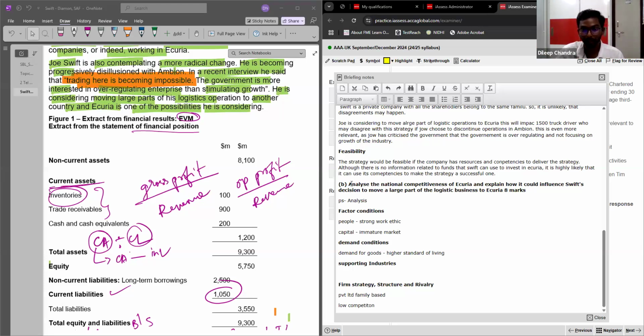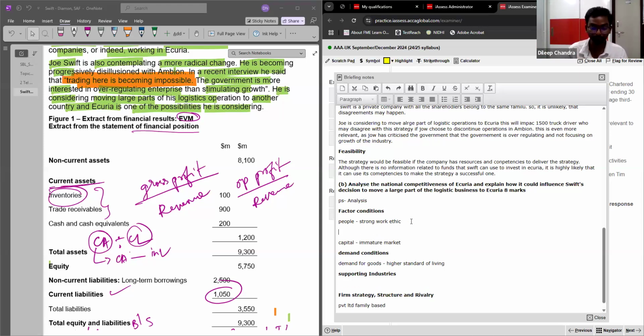Last one, factor B, analyze the nation's competitiveness of Equaria. This is an easy one, we'll finish this quickly. People have work ethic, right? So first I'll say what these factor conditions are. Factor conditions are necessary for companies to give competition to others in the industry.